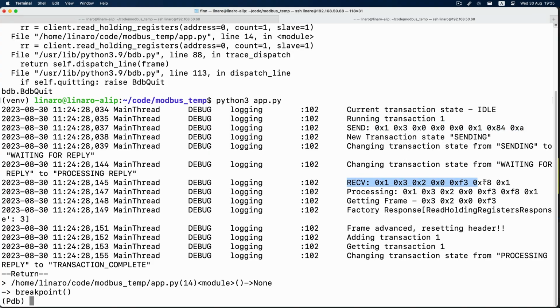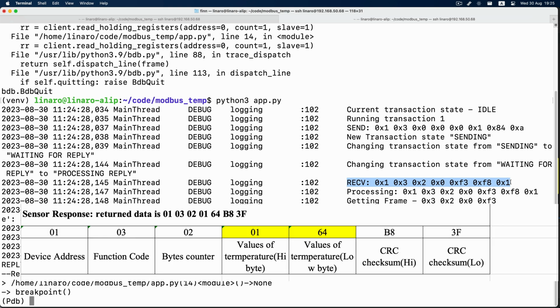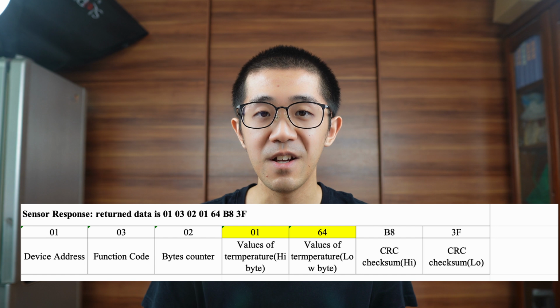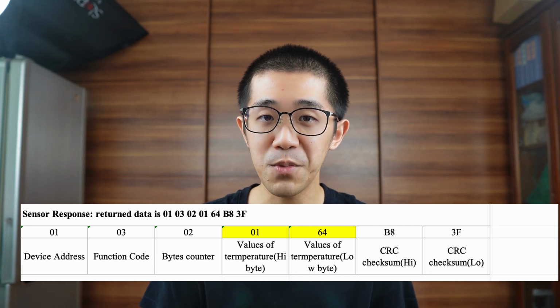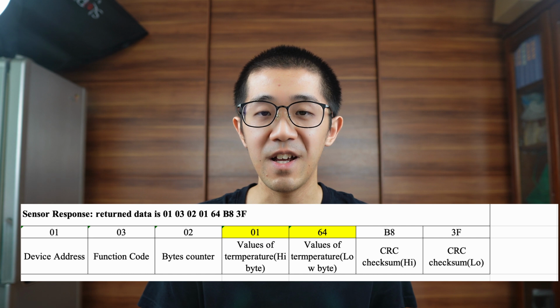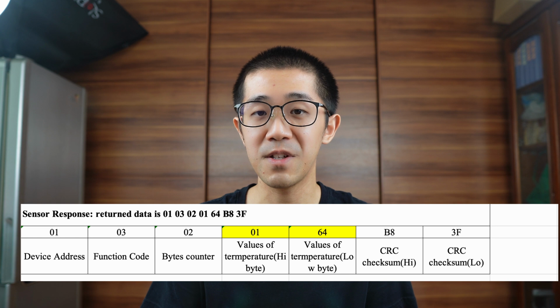And we can also see this receive 0x1, 3, 2, 0, F3, F8, 1 is the information we got from the sensor. If we compare this to the datasheet, the first 3 bytes are the same, 1, 3, 2. From the 4th byte, 0x0, 0x3, they are different from our datasheet. If we look at the description, we can understand why they are different. Because these 2 bytes are the actual temperature value we get from the sensor, and of course, because those first 5 bytes are different from the datasheet, the CRC checksum is also different.